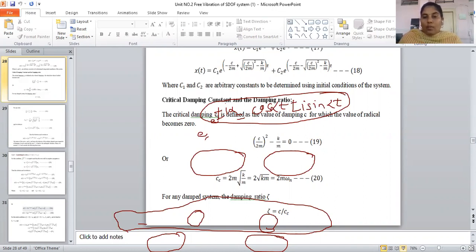So we get the common terms, cos and sin. If we separate both these equations and take the common terms of sin and cos, we get C3 and C4. C3 is C1 plus C2, and C4 is i into C1 minus C2. Now we have to solve this equation number 30 with respect to the boundary conditions.